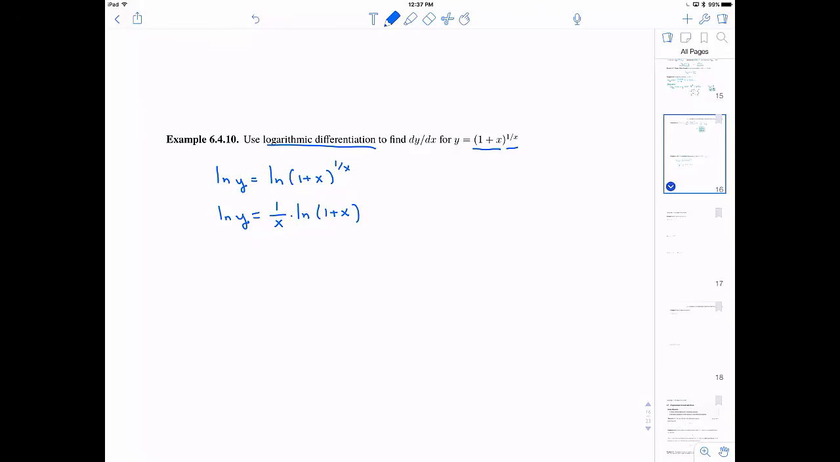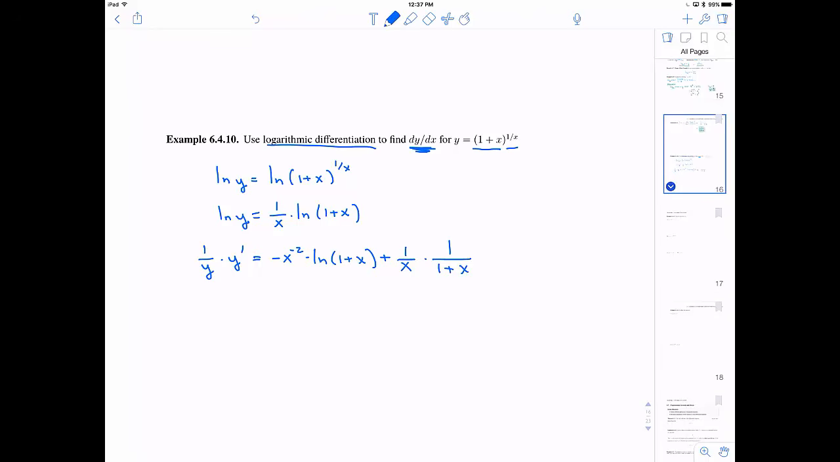Okay, now at this point, we would need to differentiate implicitly with respect to x. So if I take the derivative of the left-hand side, I'm going to get 1 over y times y prime. So that y prime is another way to write dy dx, remember that. And then on the right-hand side, well, I'm going to need to use a product rule. So let's see, the derivative of 1 over x is negative x to the negative 2 power times the first, right? So the derivative of the first times the second plus the first times the derivative of the second. That's the product rule.